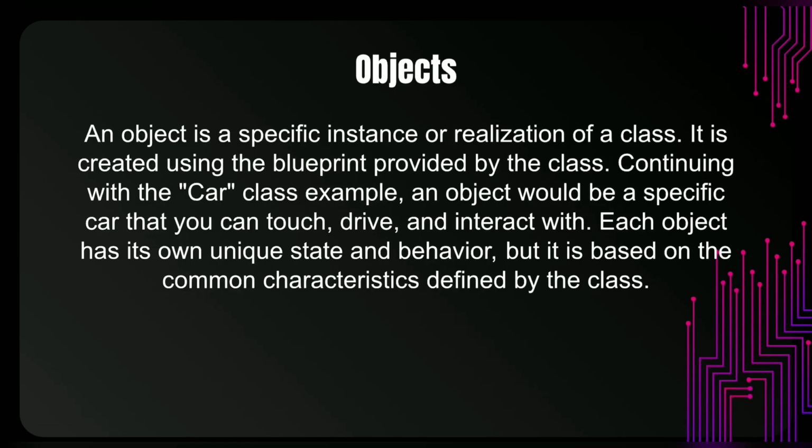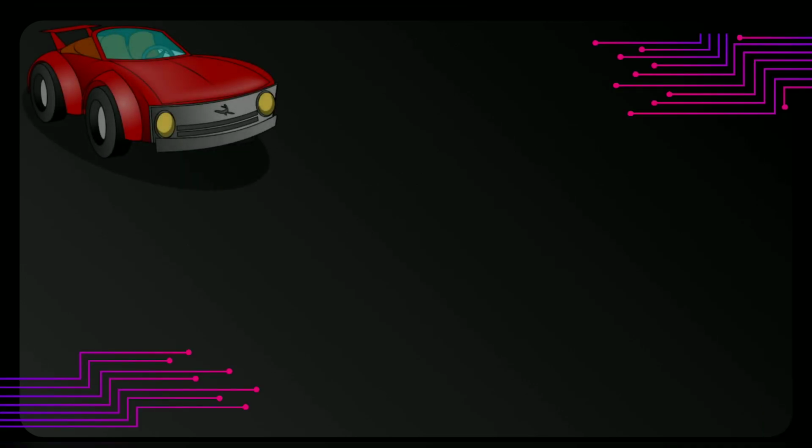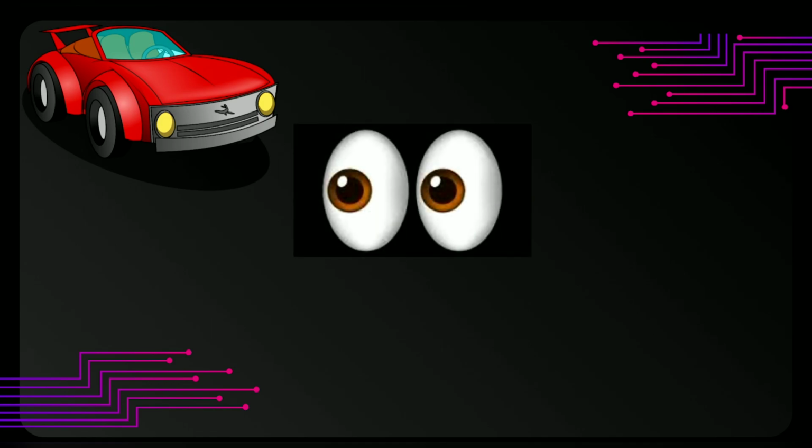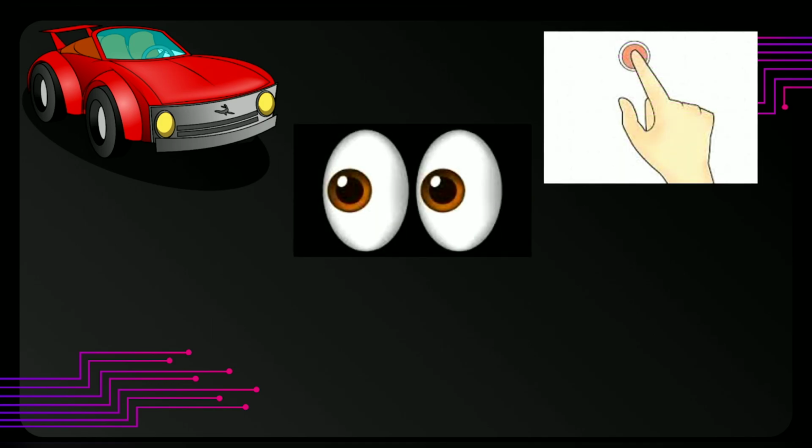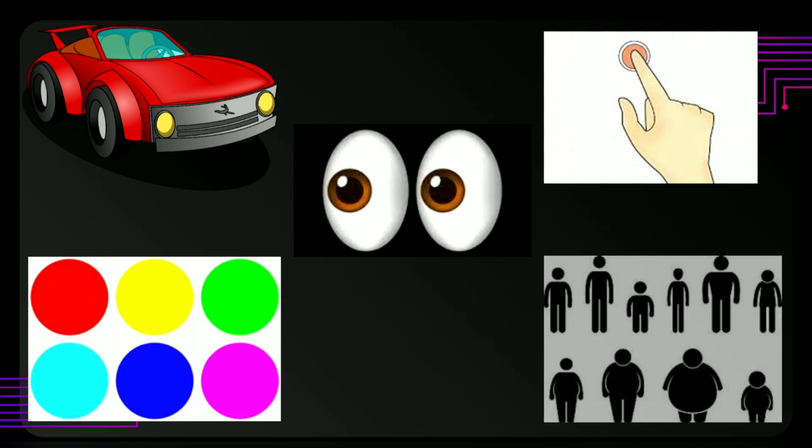Now the next one is object. An object is like a thing that we create using the instructions from a class. If the class is car, an object would be a specific car that we can see or touch. Each car has its own color, size, and can do things like driving.